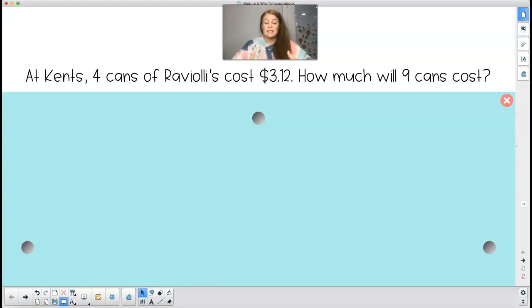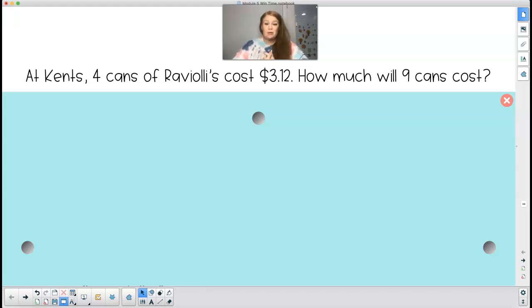If they continue at that same rate, what will they get after this long? Or how much can they buy for this amount of money? And we're taking that same ratio and applying it to that same problem, just different numbers.